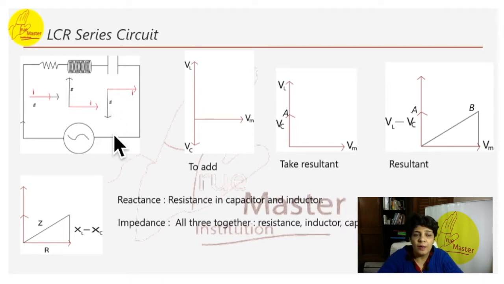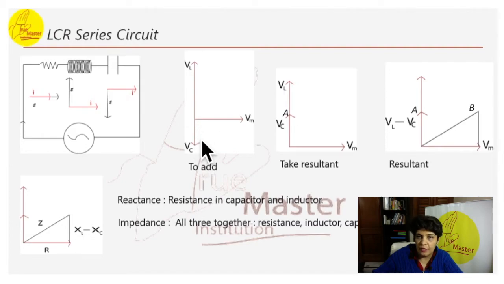Now for the EMF, we want to add all three up. So how can we do it? For the resistance, we represent the potential VR by this line, representing the potential for resistance. Similarly, VL represents the EMF across the inductance, shown in this graphical line. This one is downwards: the EMF for the capacitor is represented by this line.